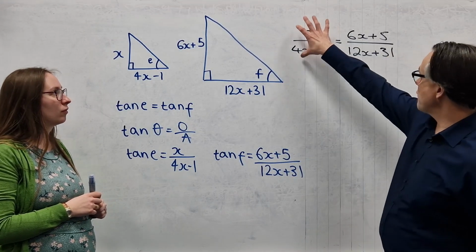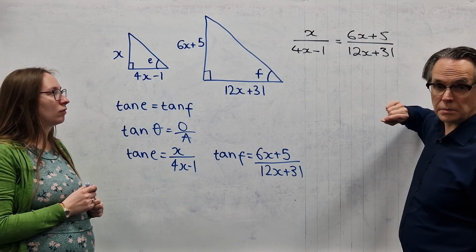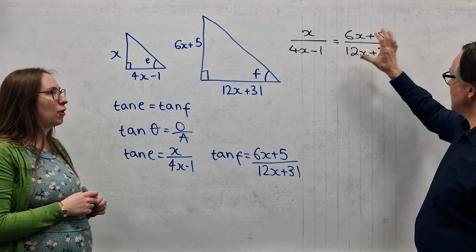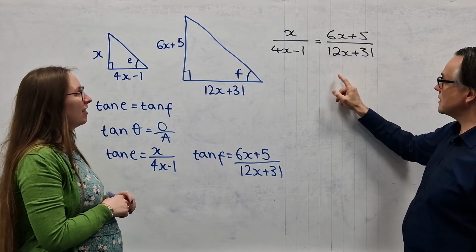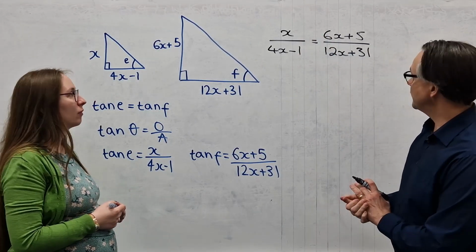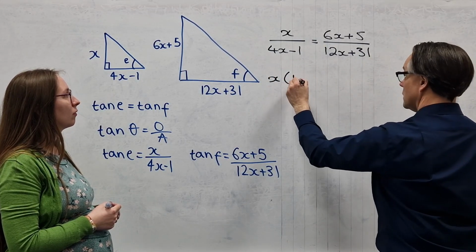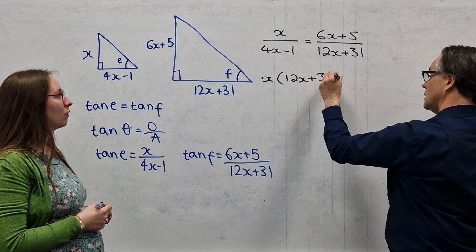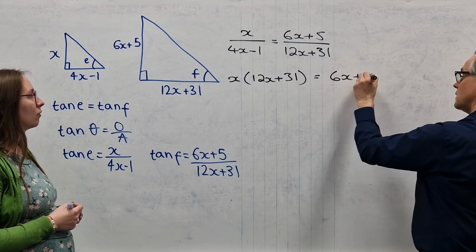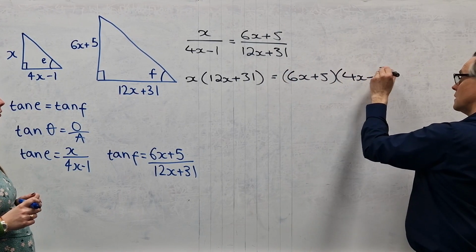So if you've got a fraction equal to a fraction, the best way to sort that out is to cross multiply. Don't be tempted into thinking that you can simplify these as they are by crossing out x's or anything like that. You've got to be really careful and know what you're doing. So if I cross multiply these, what have we got? We've got x times by 12x plus 31 is equal to 6x plus 5 times by 4x minus 1.